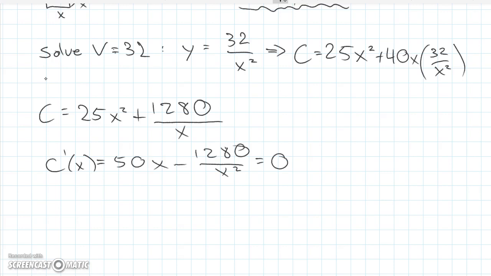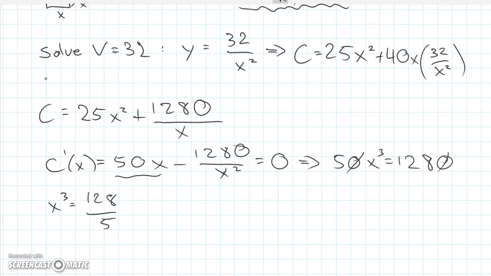Then we set the derivative equal to 0. So I can actually multiply through by x squared here to get it out of the denominator. It's okay because I know x isn't 0, right? I mean, I'm dividing by x squared already. So I'm going to multiply everything by x squared, and then this is going to become 50x cubed. And then let's add the 1280 to the other side, so it equals 1280. Cancel some zeros, and then x cubed is 128 over 5. And of course, take a cube root.